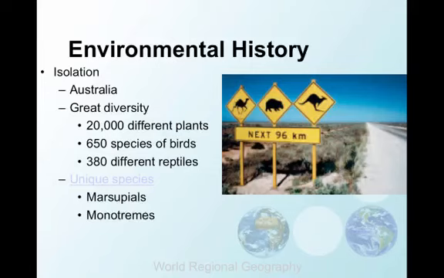So next I want to talk about some of the environmental history of the region. As we discussed earlier, the region as a whole is rather isolated. In Australia there is great diversity, in particular over 20,000 different plants, 650 species of birds, and more than 380 different types of reptiles.